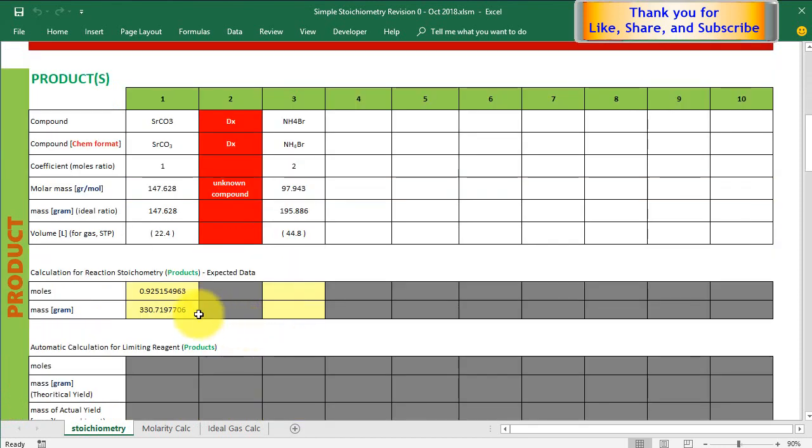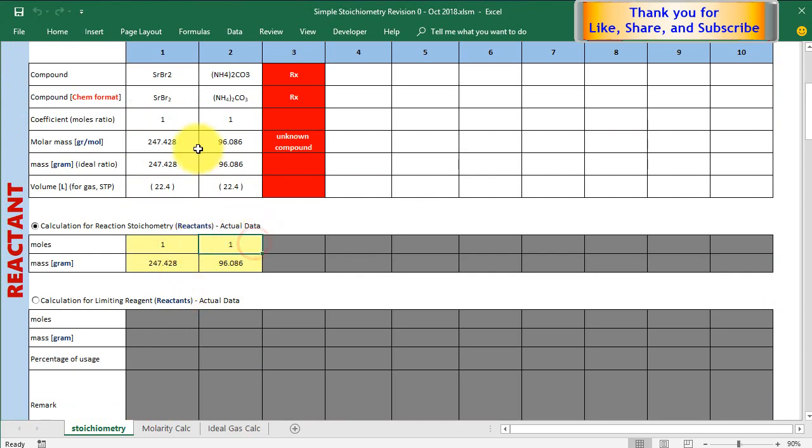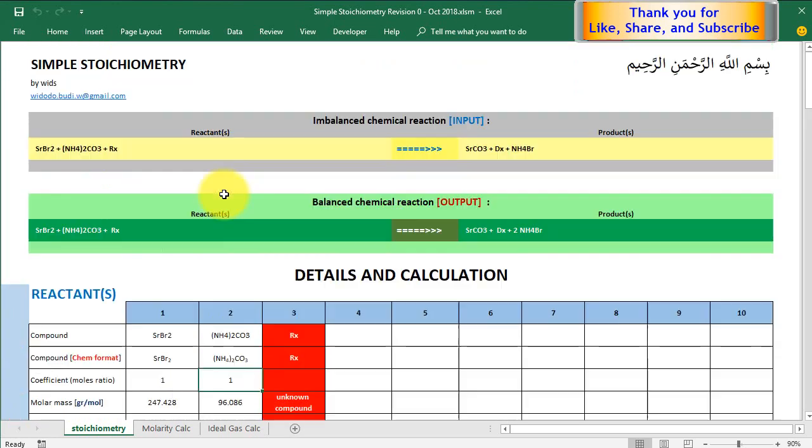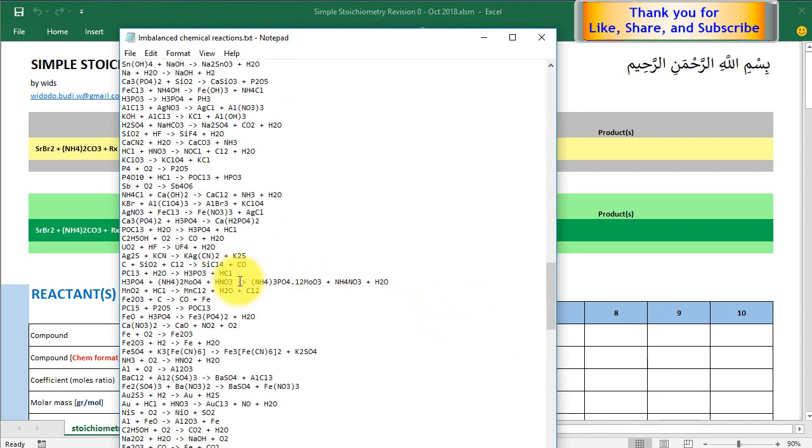What is Dx? No. We see this, hit enter, and the unknown compound is ignored by the system. Still 1, 1, 2, 2, 1, 1, 1, 1. Alright, this will show you.